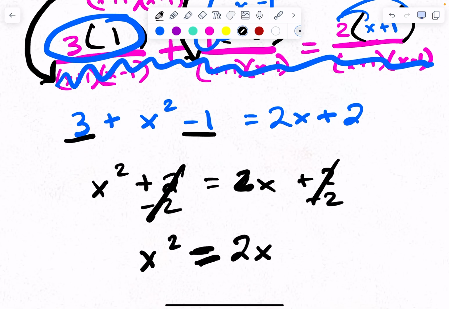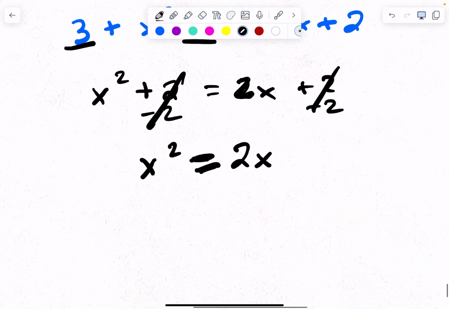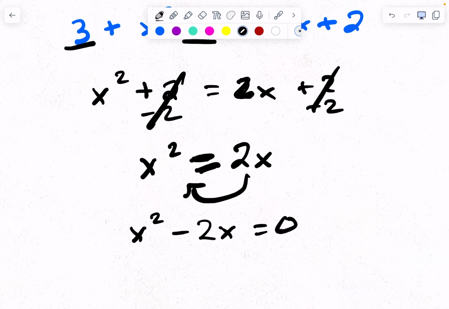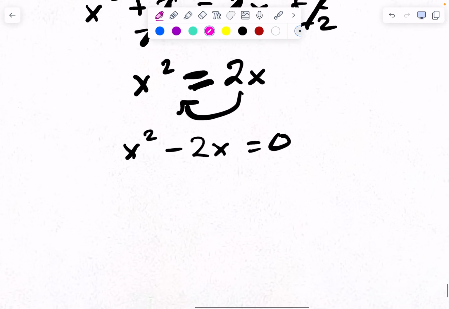This is hard. Take the square root? You're close. Take out an x. Before you take out an x, move this 2x to this side. I'll show you why. x squared minus 2x equals 0. Now this is a greatest common factor. Let's take out an x.